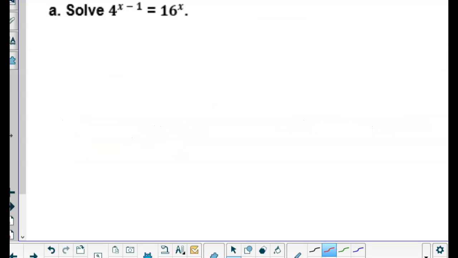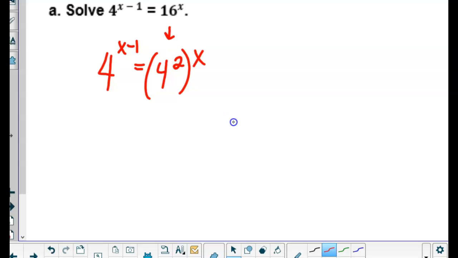So can we rewrite this with a common base? We could change those both to base 2, but can we just change this one to a 4? Anybody have a preference? You want to just leave this 4 to the x minus 1? What would this become? 4 squared to the x. Now what happens to those? Yes, they multiply together. So we have 4 to the x minus 1 equals 4 to the 2x.